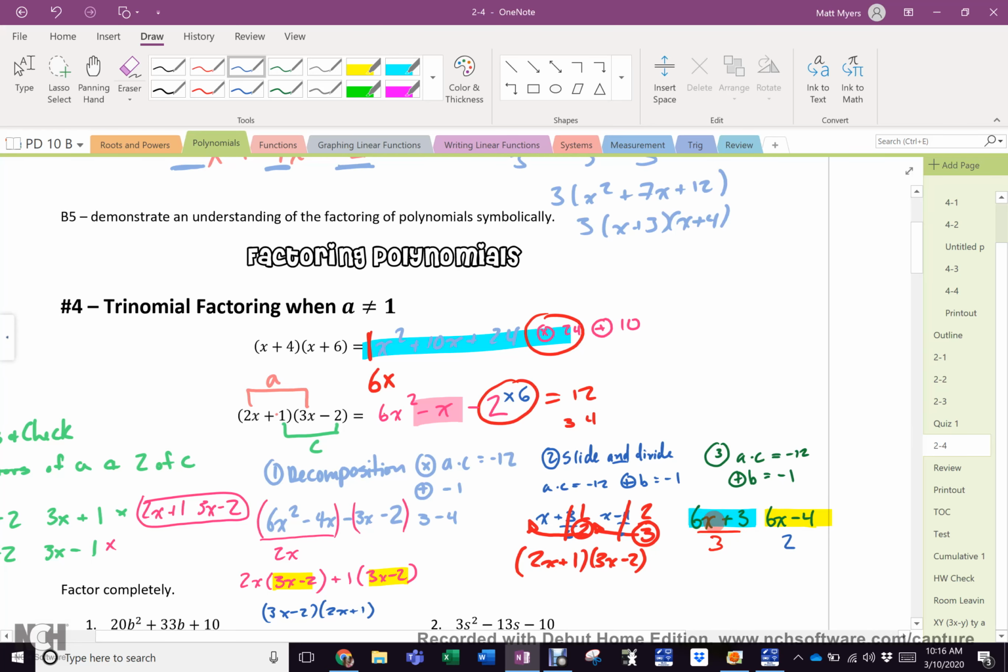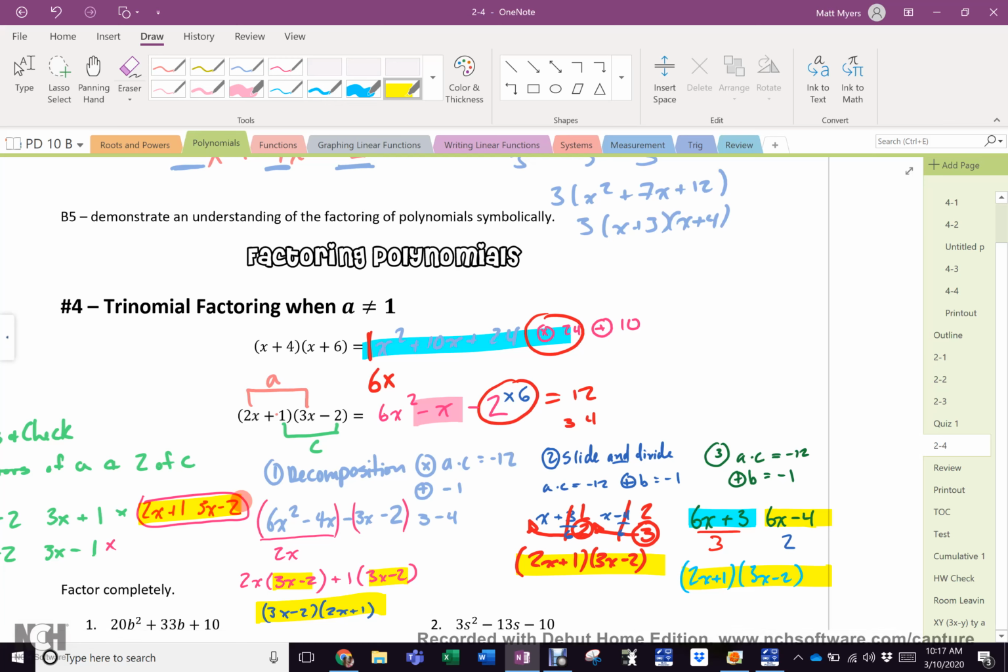What is this when I divide it down? 2x plus 1. What is this when I divide it down? 3x minus 2. And you see that you get the same answer no matter which method you use, including guess and check. Is everybody cool?